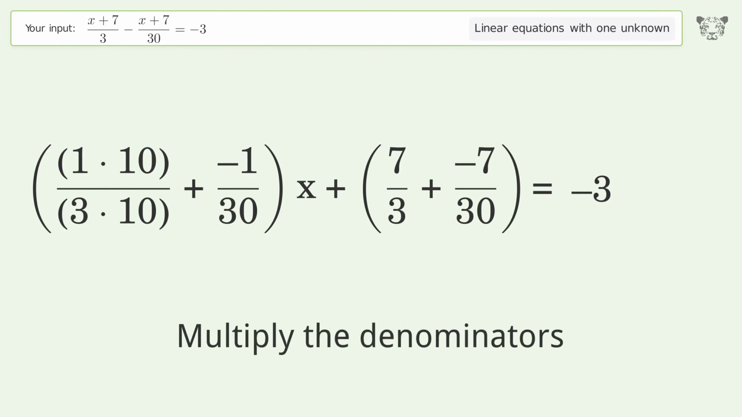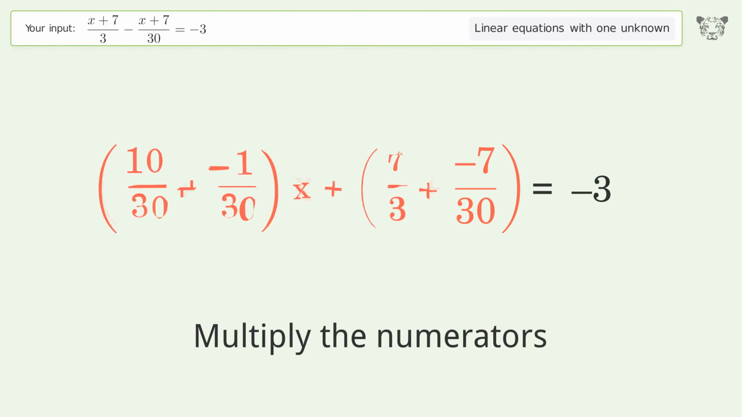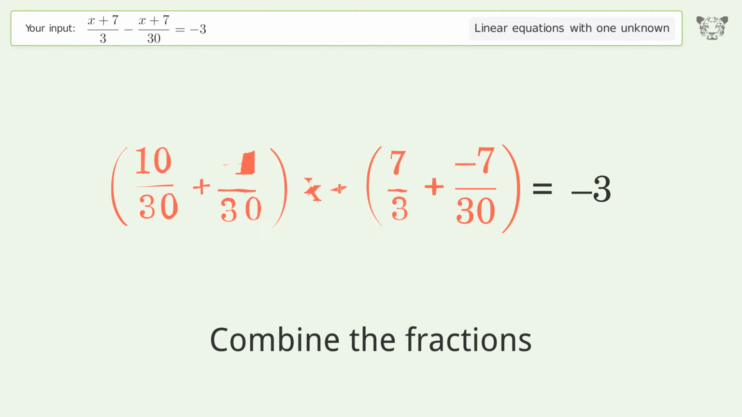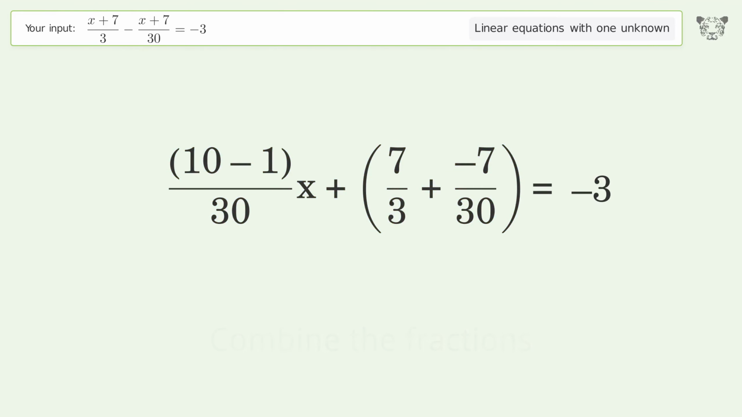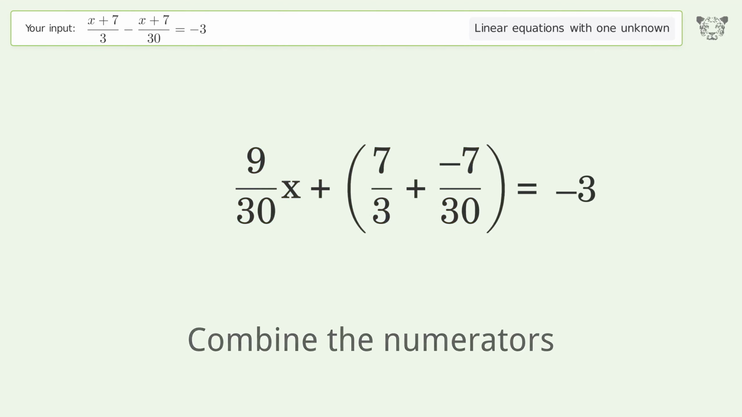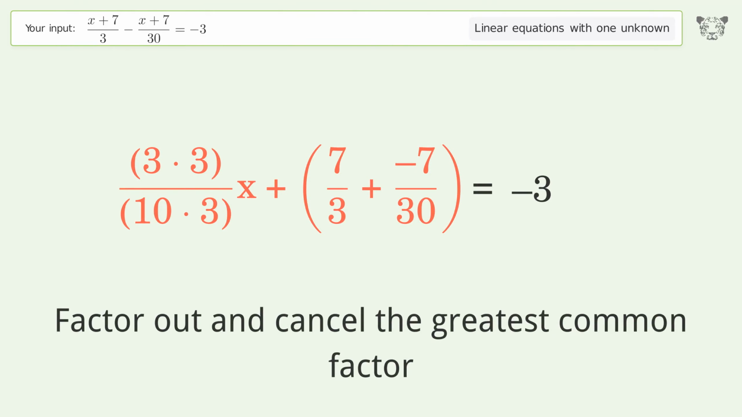Multiply the denominators. Multiply the numerators. Combine the fractions. Combine the numerators. Find the greatest common factor of the numerator and denominator. Factor out and cancel the greatest common factor.